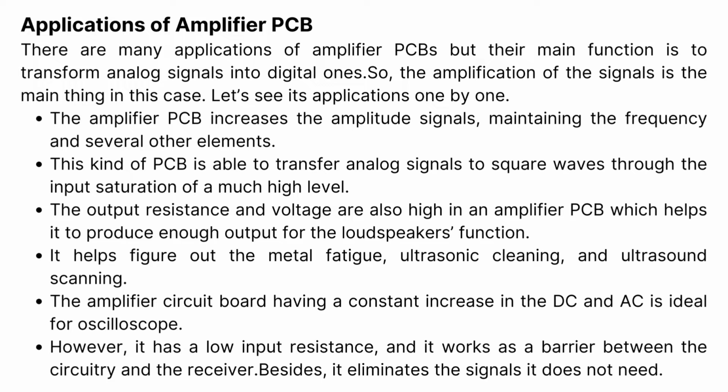This kind of PCB is able to transfer analog signals to square waves through the input saturation of a much higher level. The output resistance and voltage are also high in an amplifier PCB, which helps it to produce enough output for the loudspeaker's function. It helps figure out the metal fatigue, ultrasonic cleaning, and ultrasound scanning. The amplifier circuit board having a constant increase in the DC and AC is ideal for oscilloscope. However, it has a low input resistance, and it works as a barrier between the circuitry and the receiver. Besides, it eliminates the signals it does not need.